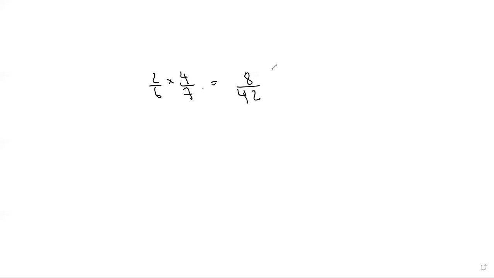Can we take a 4 out? Is 42 divisible by 4? No, I don't think so. Okay, so we can only take a 2 out of here. So divide by 2, and you get 4 over 21. And I would double check that to make sure that it's reducible. So 21 only has factors 3 and 7, and 4 has none of those factors. So that's fully reduced right there.